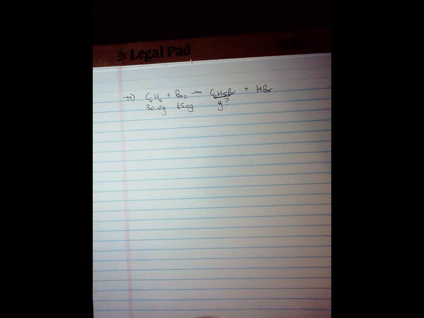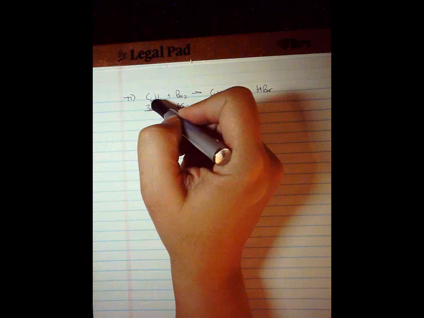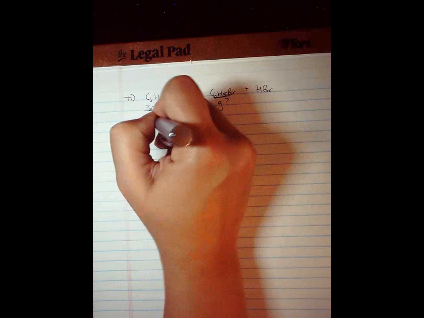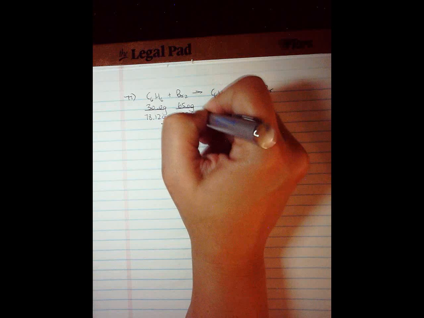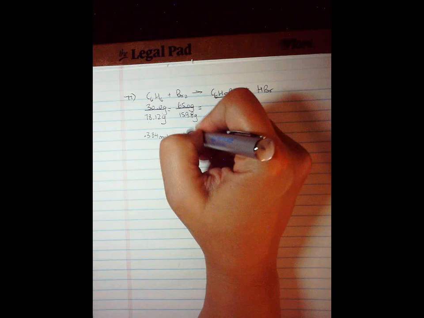All right, so are these units that I like to start with? Yes or no? Do I like grams? No, absolutely not. I'd rather see them in moles. So what do I need to do to change these to moles? Divide by the molar mass off the periodic table. So the molar mass for benzene, if you take 6 times the mass of carbon plus 6 times the mass of hydrogen, sums up to be 78.12 grams. And then the molar mass for bromine off the periodic table is 159.8 grams. So this reduces to 0.384 moles. This reduces to 0.407 moles.